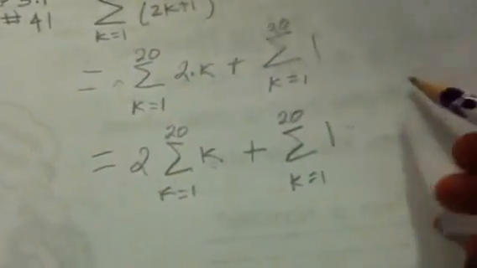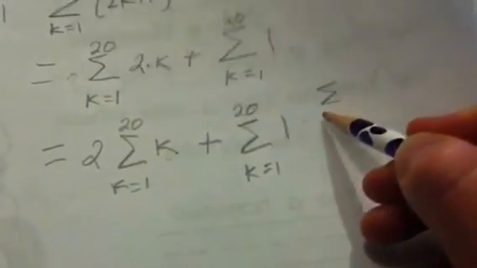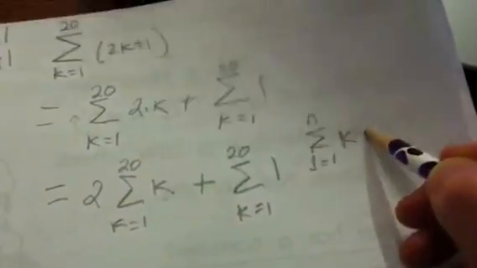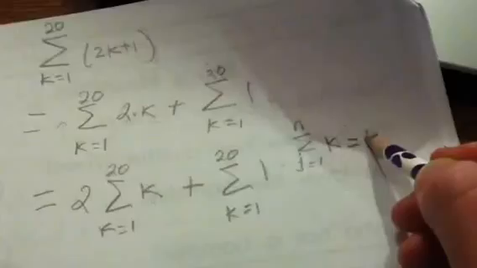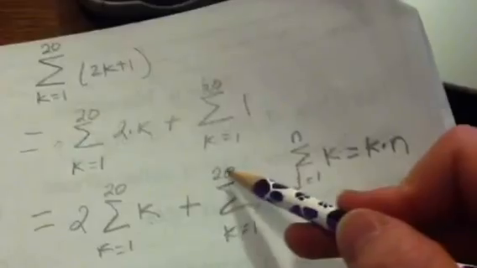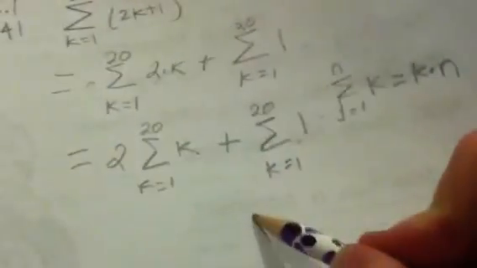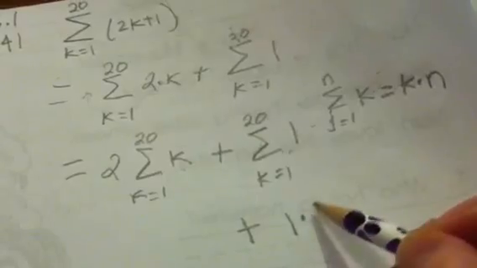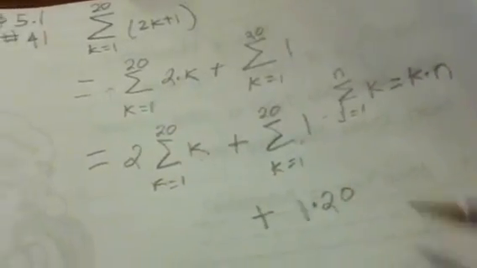And the power sum for that is the sum from i equals 1 to n of the constant 1, or of any constant k, is equal to k times n. In our case, our constant is equal to 1, and our n is equal to 20. So this term right here is equal to 1 times 20, okay?